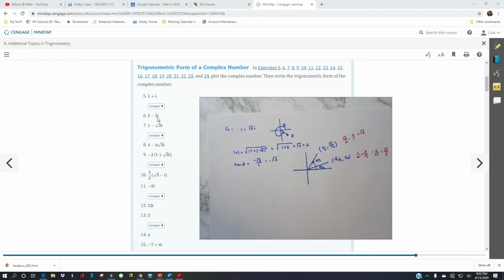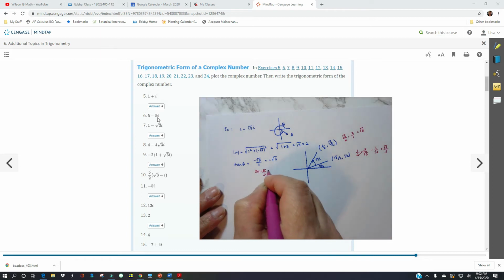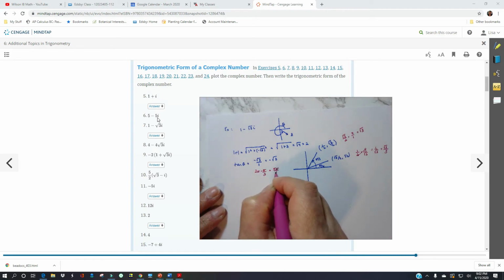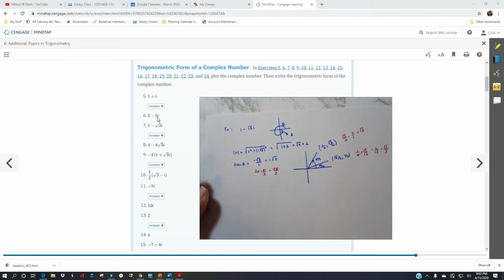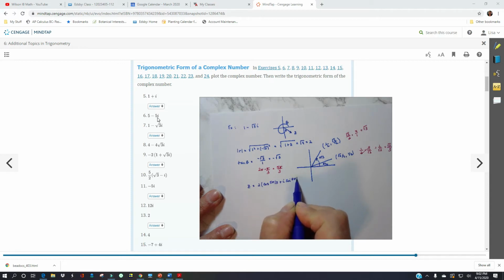So what I know is that this is a pi over 3 angle. But since I'm in quadrant 4, I have to do 2 pi minus pi over 3, which is going to give me 5 pi over 3. So what we have in trig form is that r is equal to 2 times the cosine of 5 pi over 3 plus I sine 5 pi over 3.